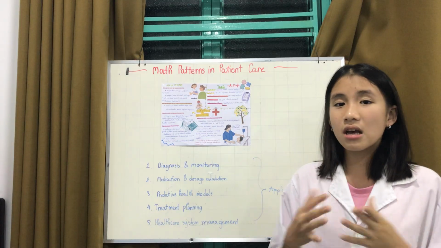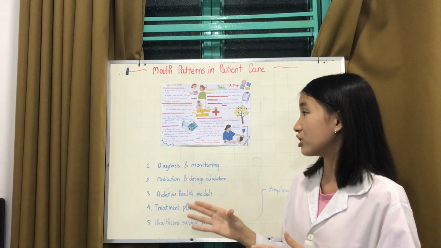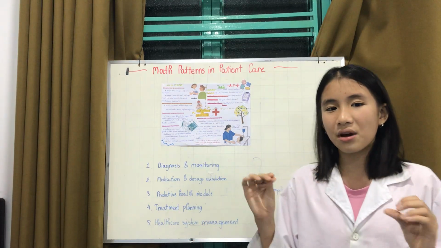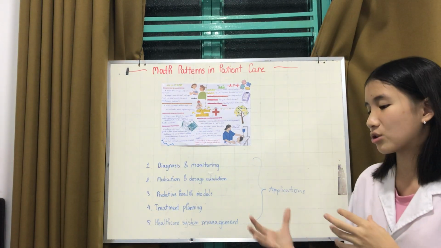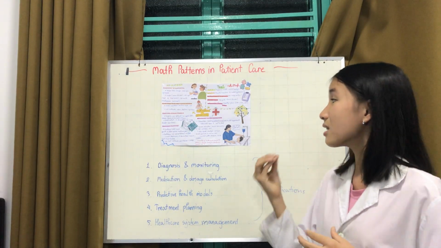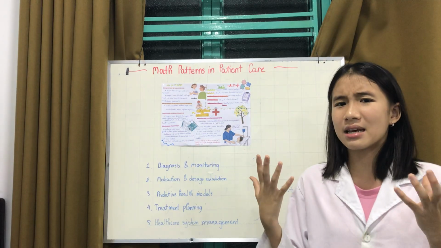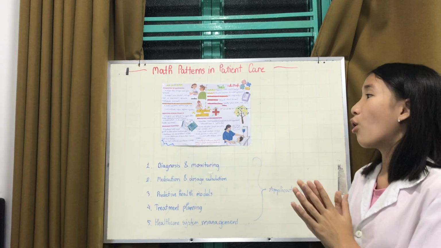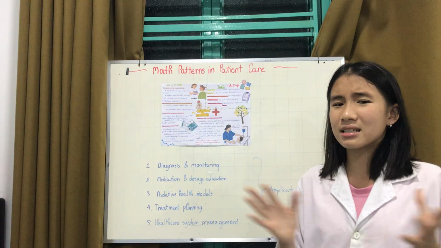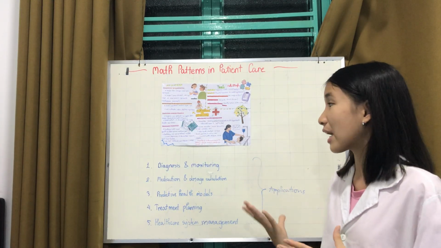Another use in the healthcare system management is resource allocation. So what math patterns are used for in resource allocation is that they will be able to forecast demands for ICU beds, ventilators, staff, especially in emergency situations, or staff shortages. An example of this is in the COVID-19. So that is for resource allocation.